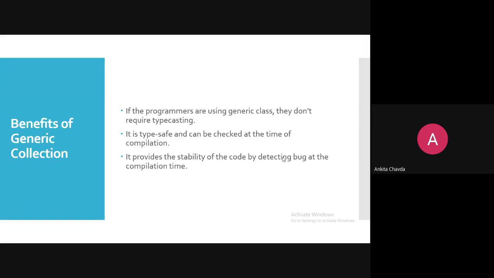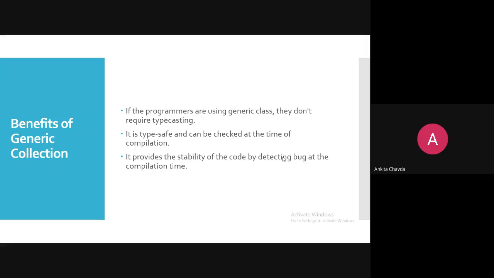So if programmers are using the generic class, they don't require typecasting, right? They can directly do this. It is type safe and it can be checked at the time of compilation. So whatever data type you provide will be checked at compilation time. Say you create an array list of string, but you add integer elements. Then at compilation time it will check that you have created an array list of strings, so don't give integers, right? It simply provides stability of the code by detecting bugs at compilation time.